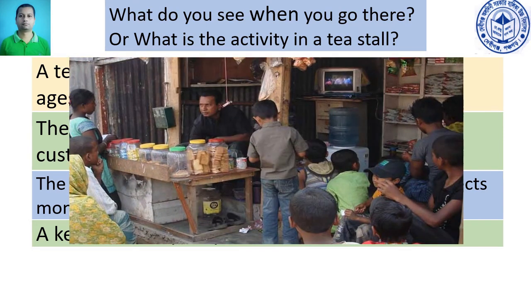Now, have you seen this type of situation? What do you see in the picture? In the picture, people are gathering in a tea stall. What are they doing? They are watching televisions.